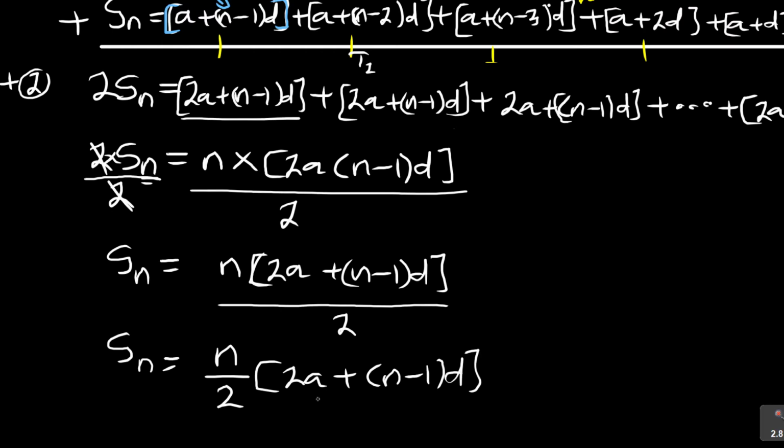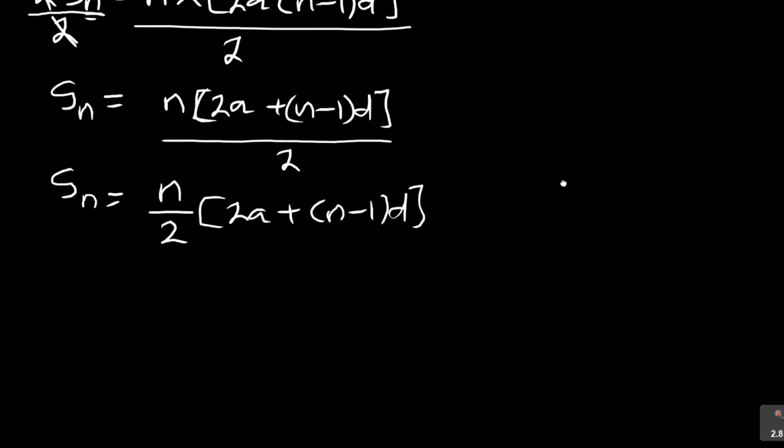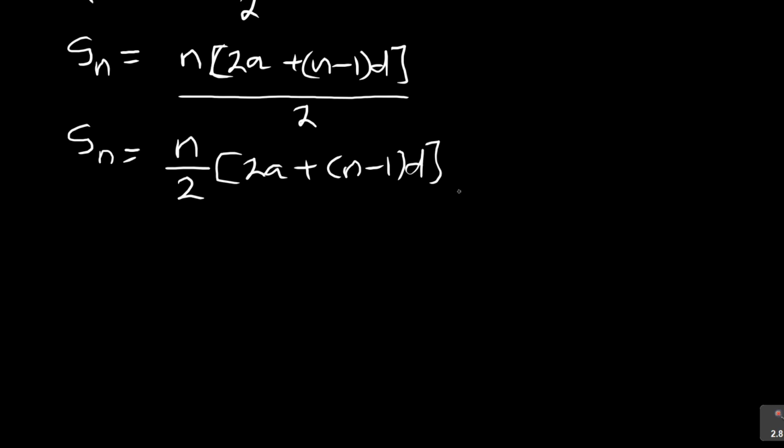It's the same because this is over 1, so it's 2 times 1. Are you with me? So this then becomes this particular formula here: Sn is equal to n over 2 times (2a plus (n minus 1)d). And then at the same time, now you want to prove the other one.